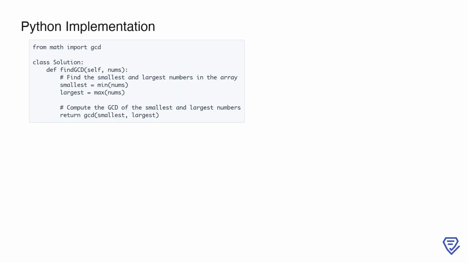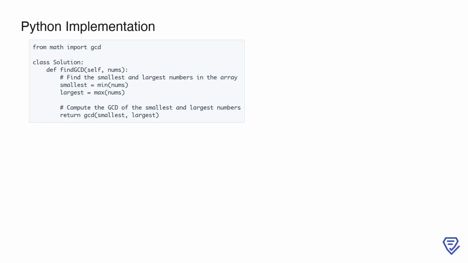Since the GCD of an array can be determined solely from these two values, due to the commutative and associative properties of the GCD operation, this step simplifies the problem significantly. 3. Calculating the GCD: using the GCD function, we compute the GCD of the smallest and largest numbers. The result is then returned as the output. Example: suppose the input array is nums equals 2, 5, 6, 9, 10. The smallest number is 2, and the largest is 10. The GCD of 2 and 10 is 2, which is returned as the result.